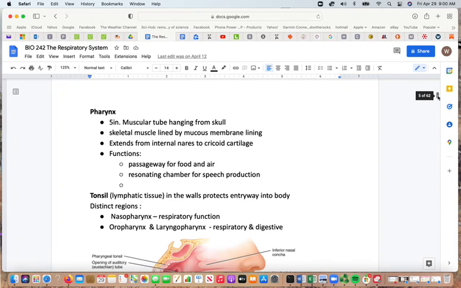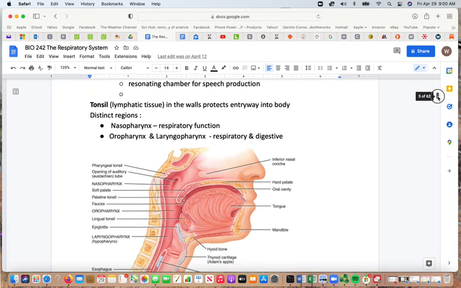So the pharynx is a 5-inch muscular tube that hangs from the skull. It's skeletal muscle lined by mucous membrane lining, and it's going to go from the internal nares to the cricoid cartilage. This is a passageway to move food and air, and then a resonating chamber again for speech production. Your tonsils are lymphatic tissue. They're located in the walls, and they help to protect the entryway into the body.